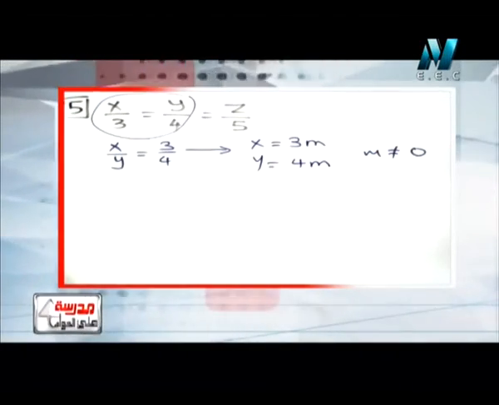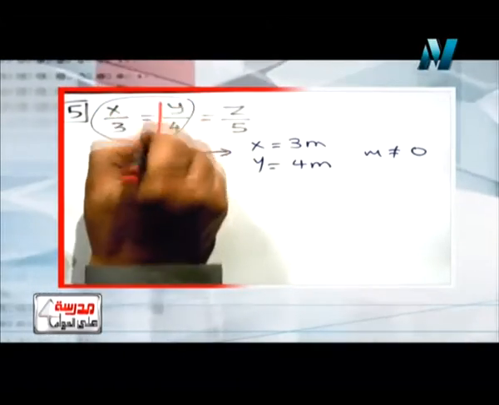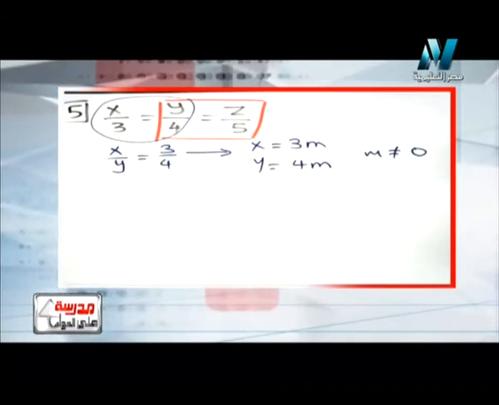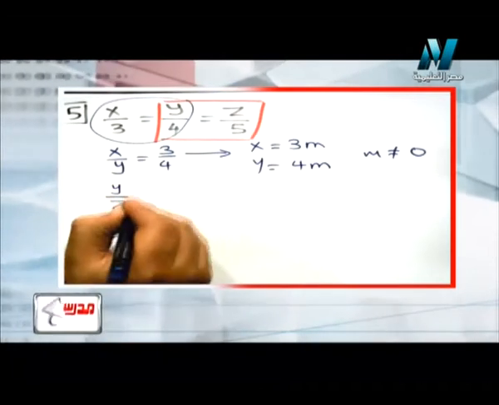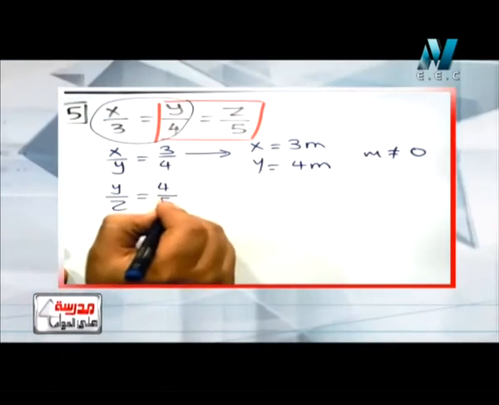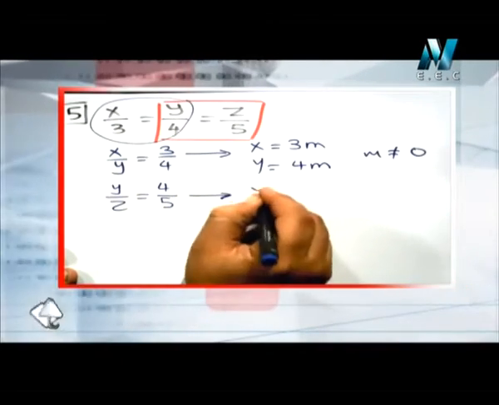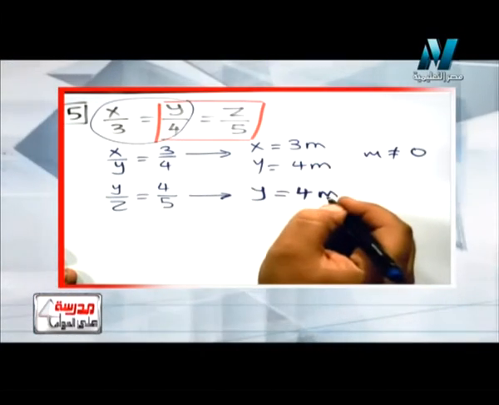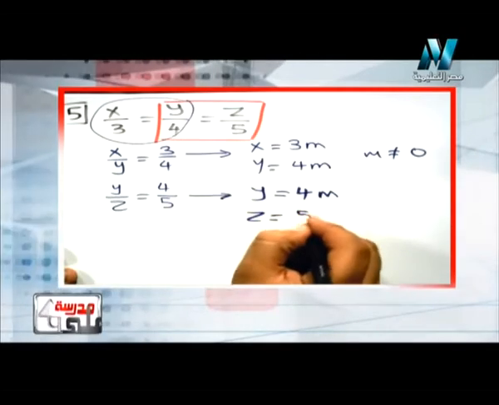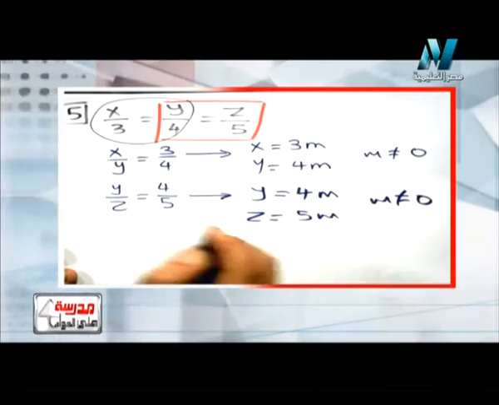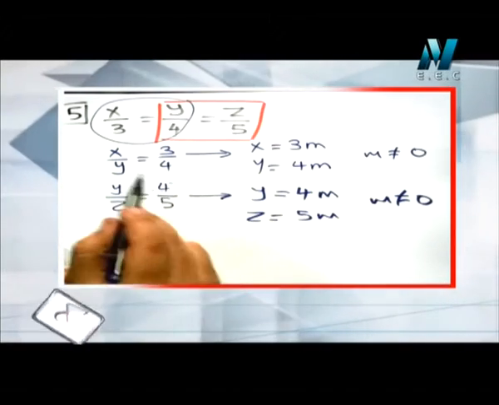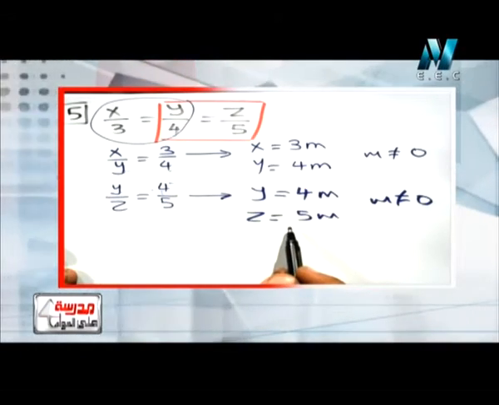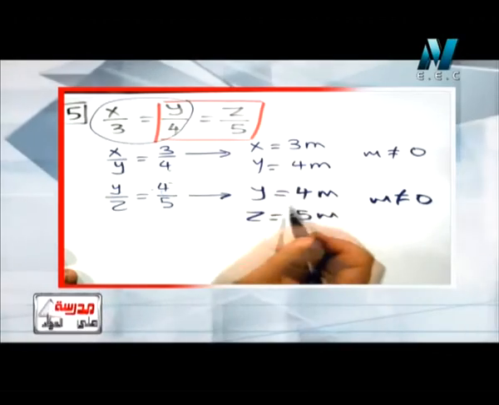And again, I can write this proportion y over 4 equals z over 5 in another way as y over z equals 4 over 5. So this means that y equals 4m, the same value as here, so I can use the same factor, and z equals 5m, where m doesn't equal 0. I will not use a combining ratio to find the value of y.